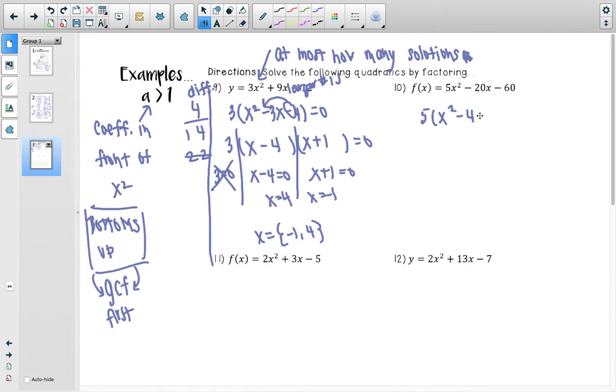Okay, when you divide 5x squared by 5, you get x squared. When you divide 20x by 5, you get 4. And 60 divided by 5, and yes, I'm checking it because I don't trust myself today, just too much going on, is 12. Okay, and I'm going to set it equal to 0. I'm putting it on the right side. Again, it doesn't matter.